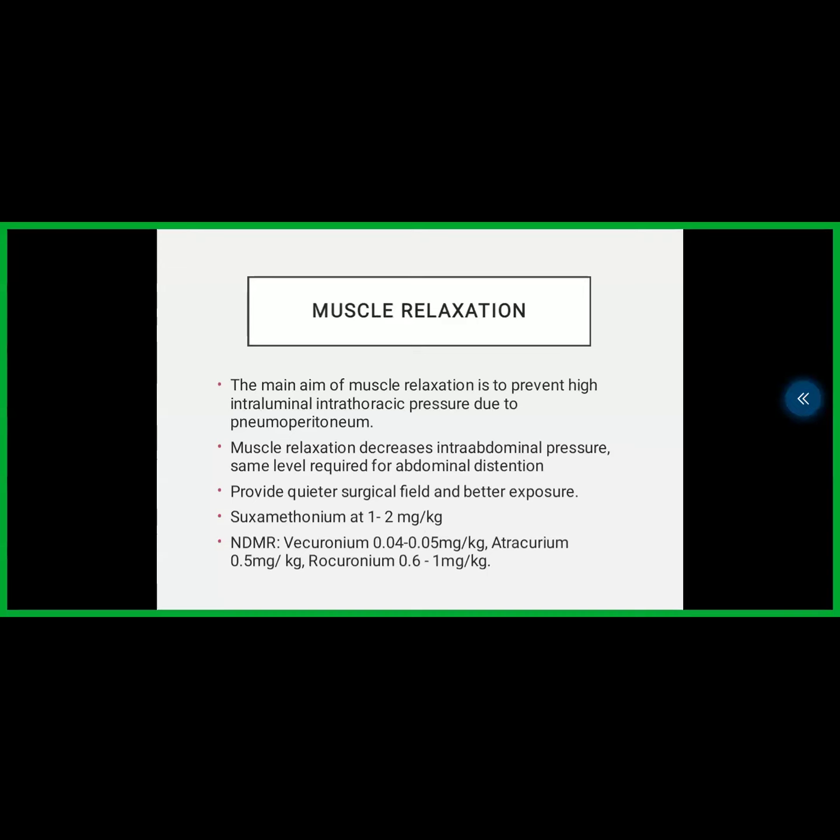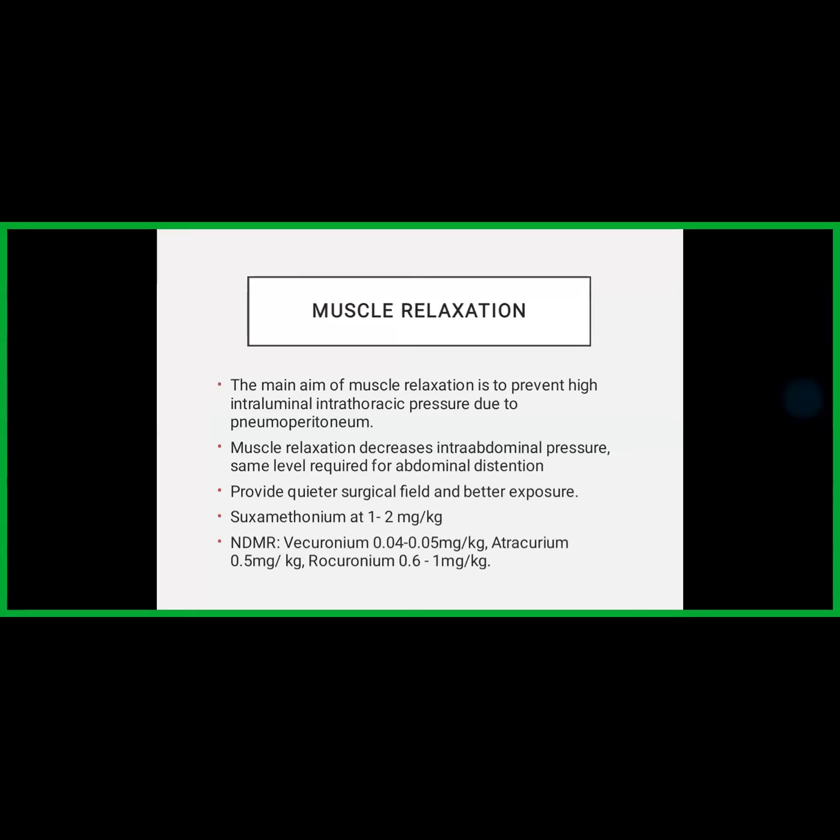Then the muscle relaxation for these patients. The main aim of muscle relaxation is to prevent high intrathoracic pressure during the laparoscopy. After the induction, the patient will be intubated depending on the kind of patient. If it's a full stomach patient, or someone that is obese, they will be secured using rapid sequence induction. But if it's someone that is not a full stomach patient, the patient will be intubated.